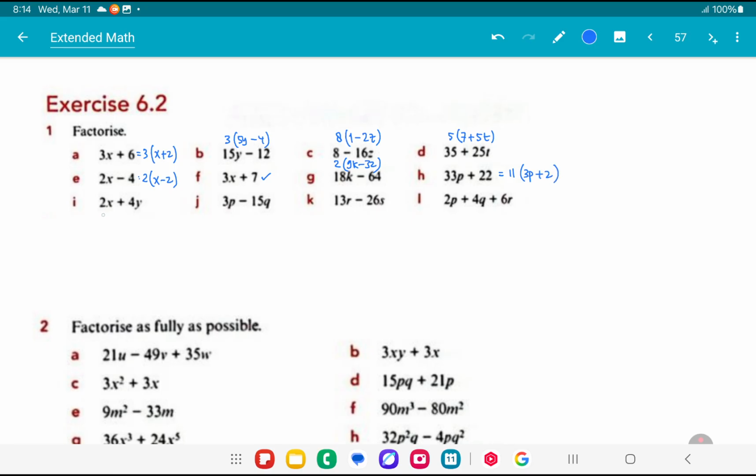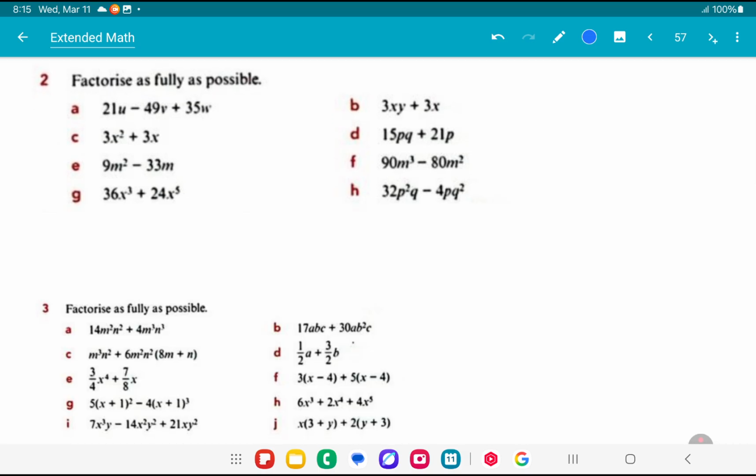2x plus 4y, we can divide by 2, so we get 2 multiplied by x plus 2y. 3p minus 15k, we get 3 multiplied by p minus 5k. 13r minus 26s, we get 13 multiplied by r minus 2s. 2p plus 4k plus 6r, we can divide by 2, we get 2 multiplied by p plus 2k plus 3r. We continue with question number 2.